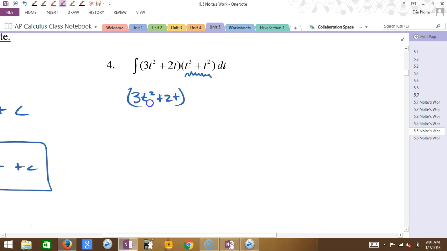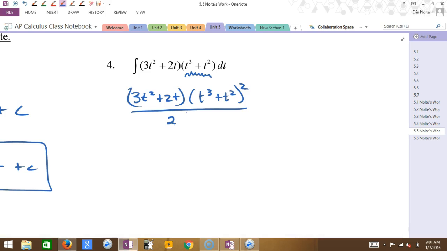Okay, so if I integrate the second one, what is the integral of that? It'd be t cubed plus t squared to the second. And I'm just going to say over 2, and I'm just going to put a big fat line, so everything is over 2. Then if I integrated that, I then need to derive by the inside of that. What is the derivative of the inside of that? 3t squared plus 2t. And what do you notice? Ah, they do cancel.